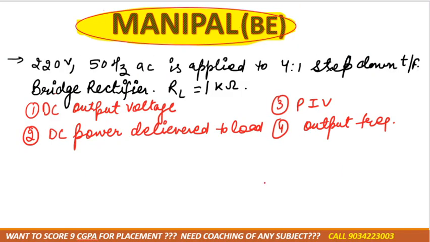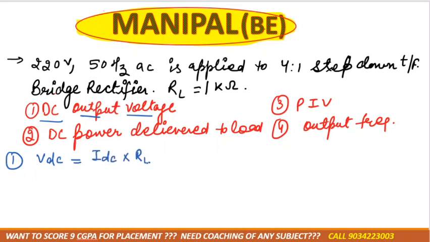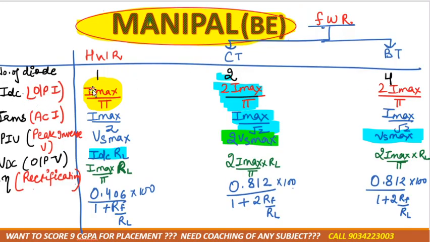See, in this question, we need to calculate the DC output voltage, right? So basically, we need to calculate VDC, and the formula for VDC is IDC multiplied by RL, correct? RL they have already given, that is 1 kilo ohm, which means 1000 ohm. Now we need to calculate IDC. For IDC, let's see the formula for the bridge type. The IDC bridge type formula is 2 Imax by pi, correct?